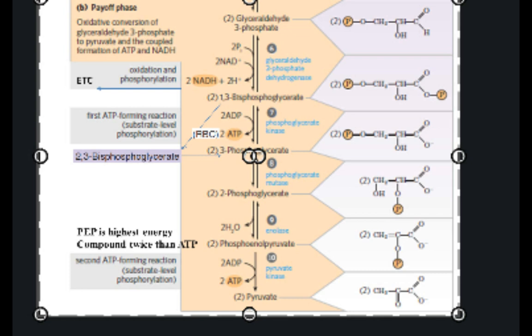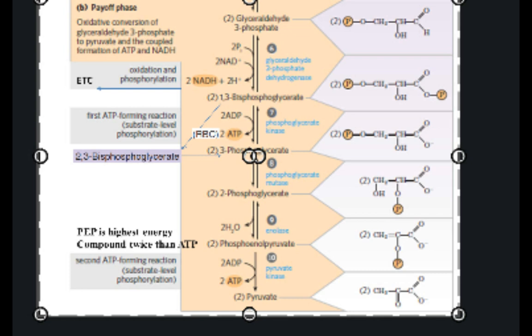the preparatory phase, and now onward we are discussing the payoff phase. Here we get some energy, like glyceraldehyde 3-phosphate. When it is converted into 1,3-bisphosphoglycerate, it releases a high amount of energy, so that one phosphate is added on position 1, and it will convert into 1,3-bisphosphoglycerate.